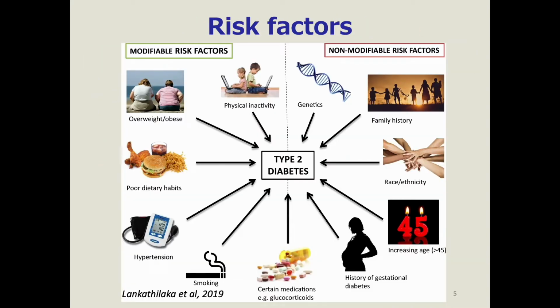Now let us look at the modifiable and non-modifiable risk factors for diabetes. The modifiable risk factors will be physical inactivity, overweight or obesity, poor dietary habits, hypertension, smoking, and certain medications like glucocorticoids. And non-modifiable risk factors are genetics, family history, race or ethnicity, increased age, and history of gestational diabetes.